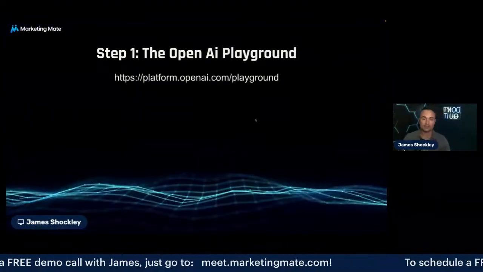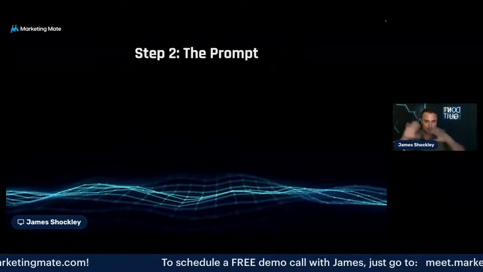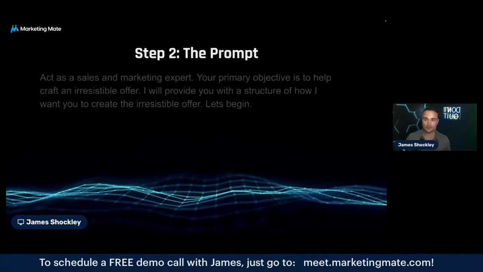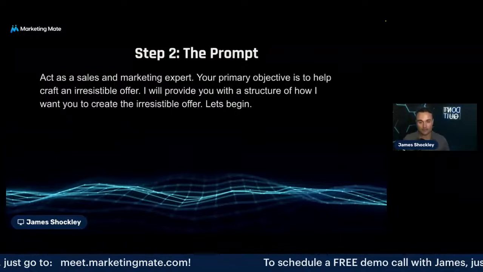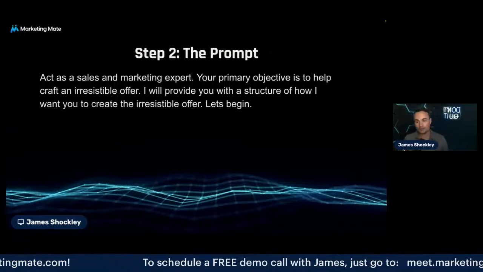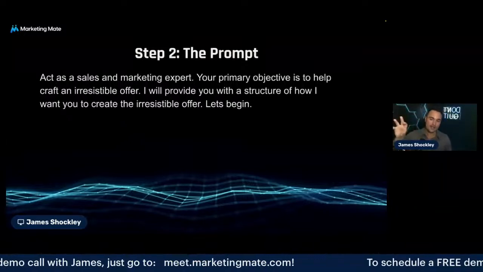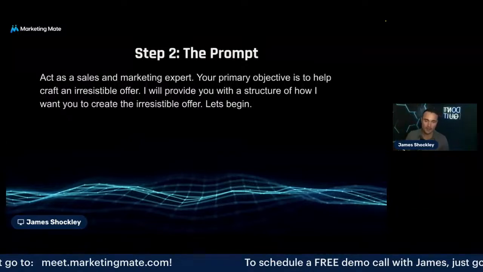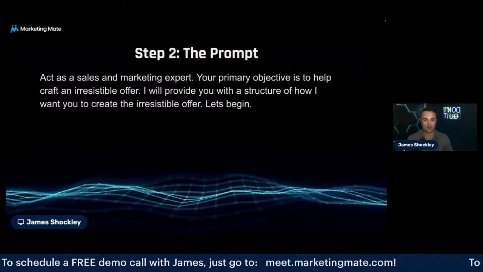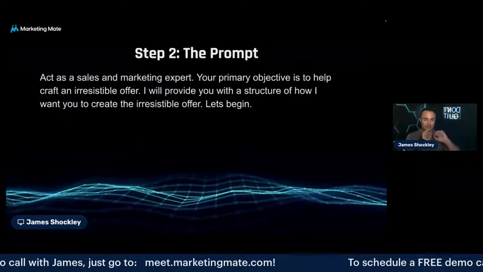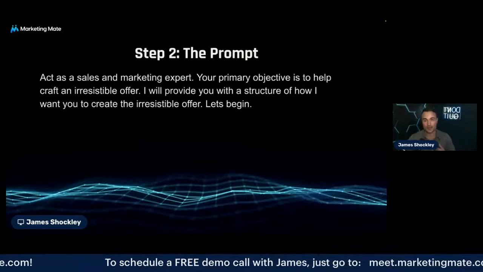So the first thing we're going to want to do is go to the OpenAI Playground, which I'll do in a second. But I want to discuss the prompt and how we provided all of the information first. So we want to say, act as a sales and marketing expert. Your primary objective is to help craft an irresistible offer. I'll provide you with the structure of how I want you to create the irresistible offer. Let's begin. So the AI understands what an irresistible offer is, right? But I personally like a specific structure when crafting my irresistible offer, right? So I don't want the AI to just go off and spit out something, because it's not based off what I like to do for my clients, right?